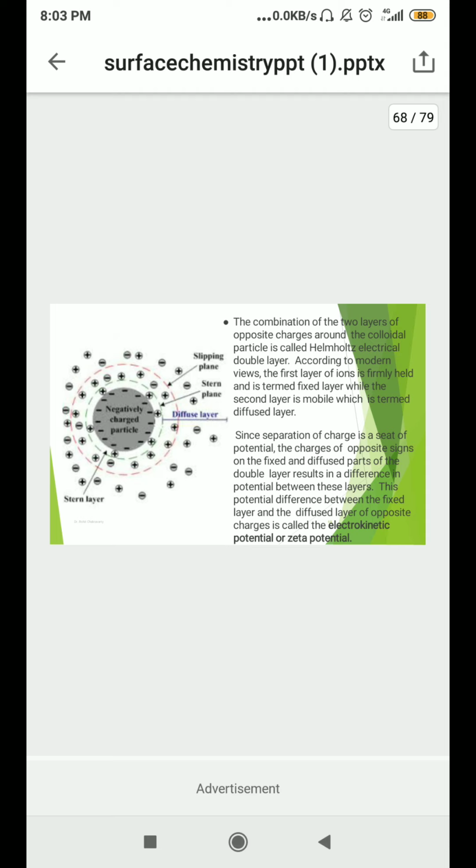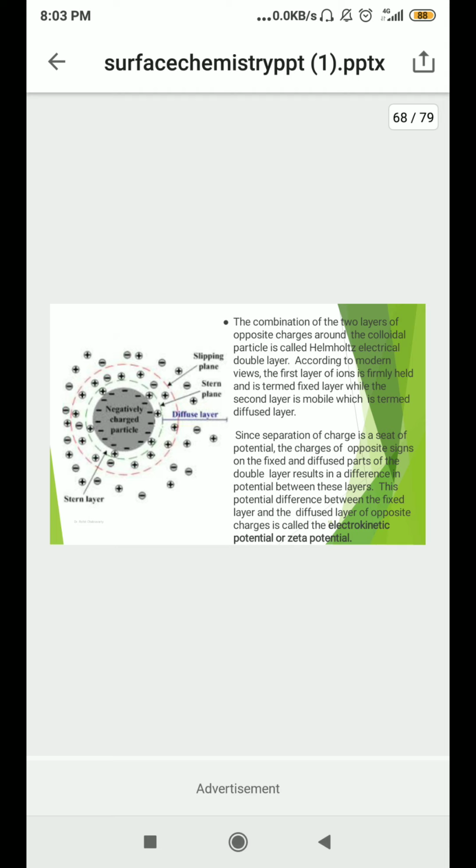According to the modern view, the first layer of ions is firmly held and it is termed the fixed layer. The first layer you can see is tightly fixed, and the second layer is mobile, which is termed the diffuse layer. You can see here the inside part, which is negatively charged and tightly packed, has a negative charge. Outside there is a green ring, which is known as the diffuse layer.